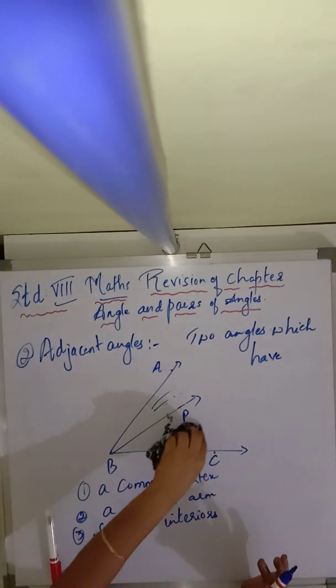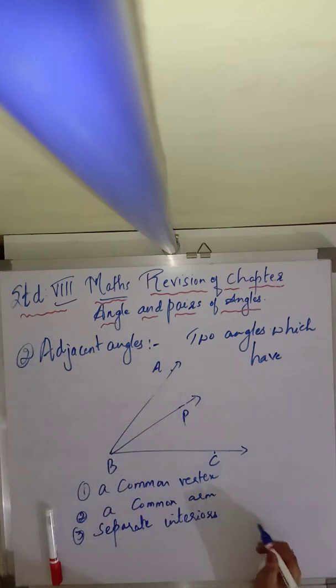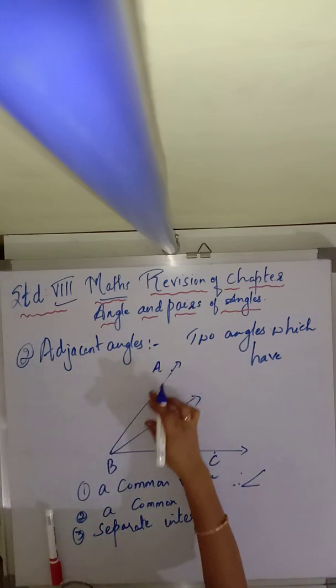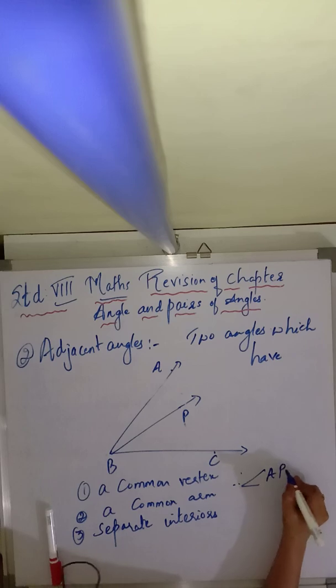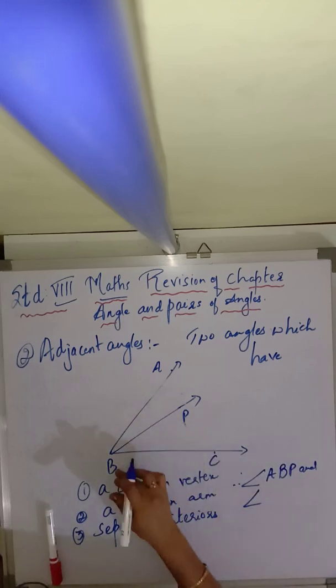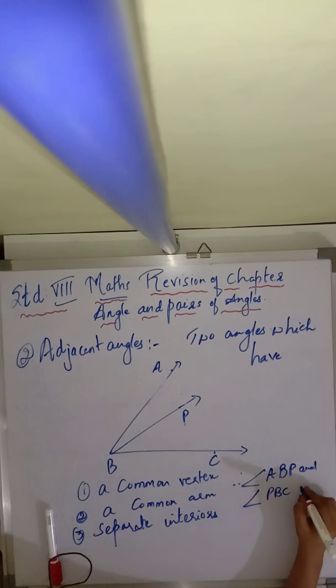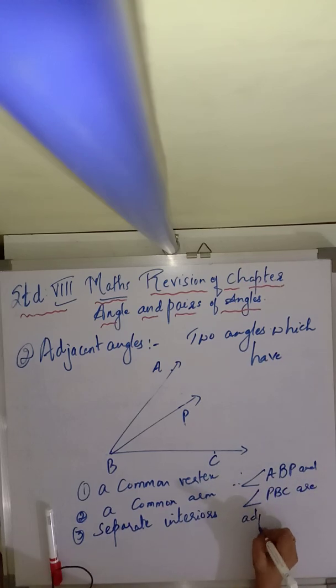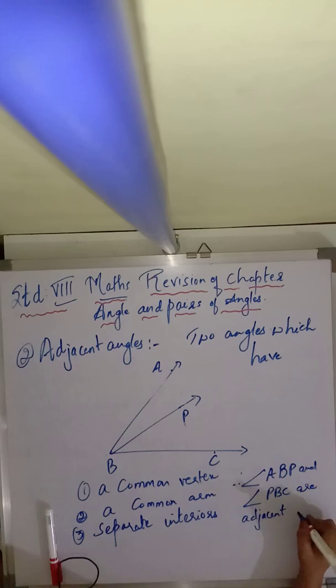Clear children? So we can say that angle ABP and angle PBC are called adjacent angles.